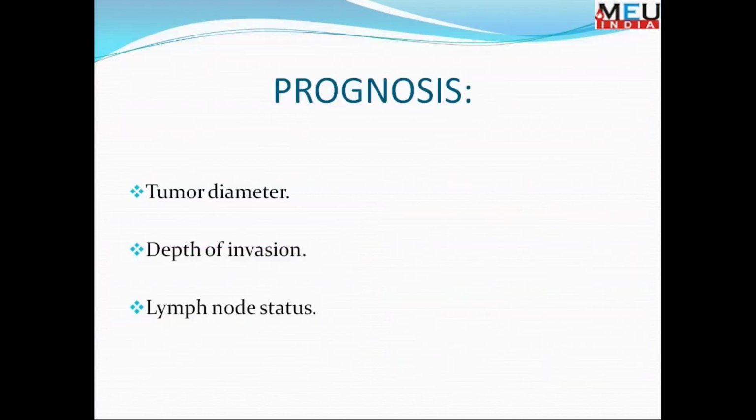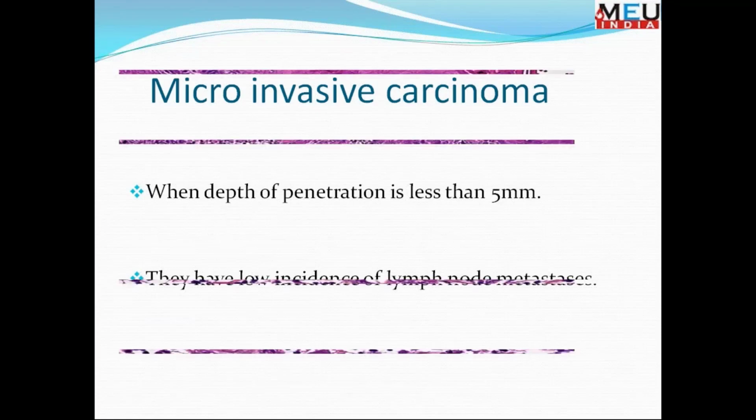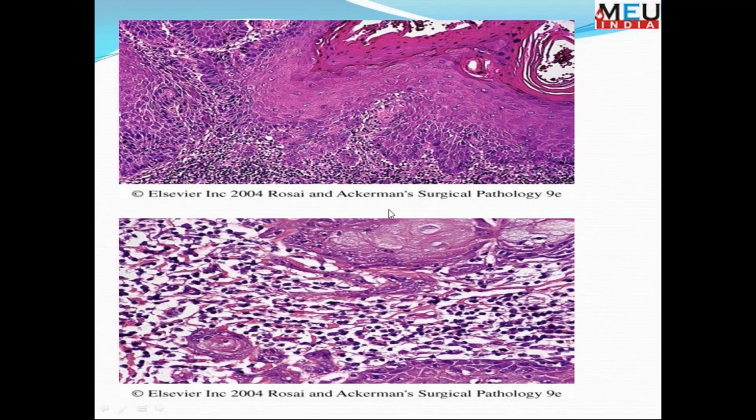The prognosis depends on the tumor diameter, the depth of invasion, and the lymph node status. Quite often, when the depth of penetration is less than 5 millimeters, the incidence of lymph node metastasis is also less. Now, this is the vulvar intraepithelial neoplasia, and you can see that when it does not penetrate the basement membrane, it is just in the superficial layers, and sometimes it does. When the prognosis is bad, then it spreads.